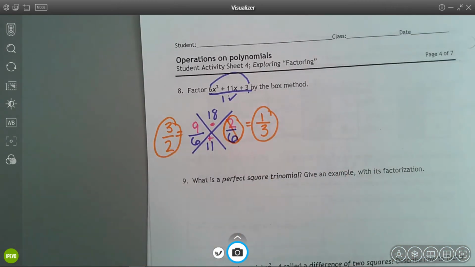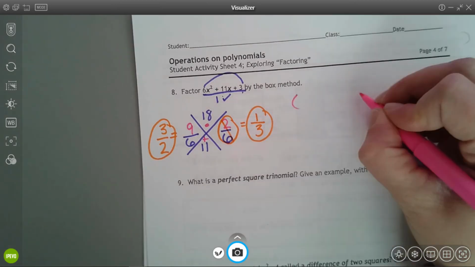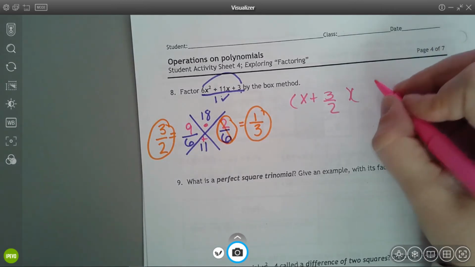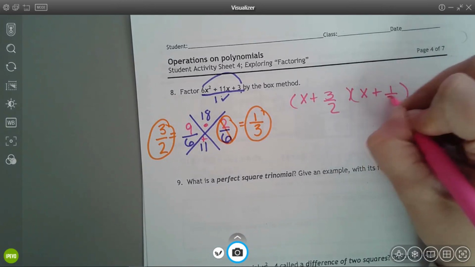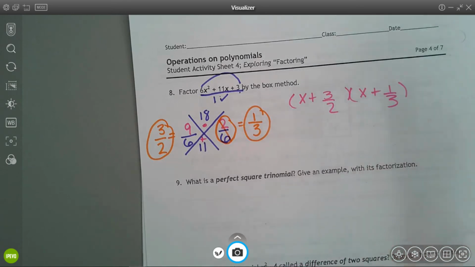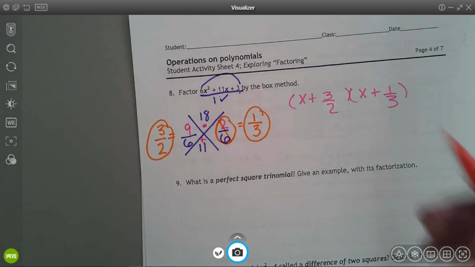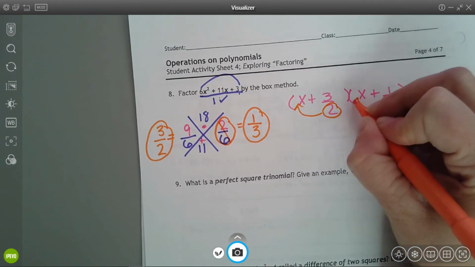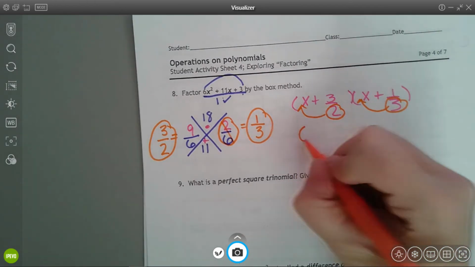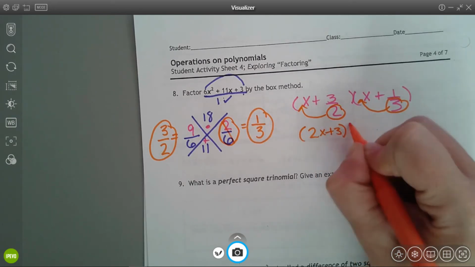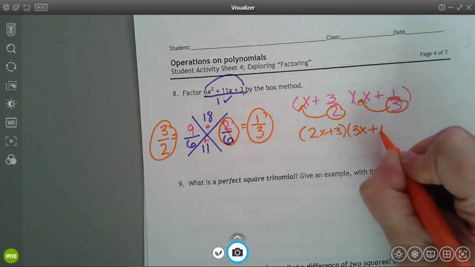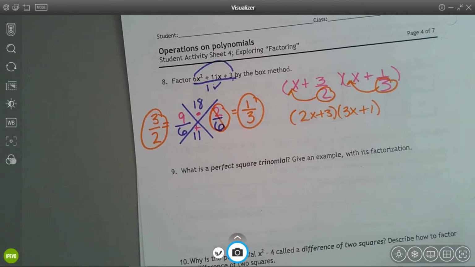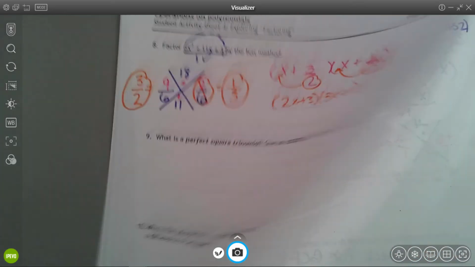We're going to take them to our airplane, and we've got x plus 3 over 2, and we've got x plus 1 over 3. Okay, we're good here. Plane's ready to go, going down the runway. Bottom up, divide and slide. Put your wheels up. I don't care how you do it. So we end up with 2x plus 3 and 3x plus 1. We talked about a perfect square trinomial on the other page, and we talked about a difference of squares on the other page.